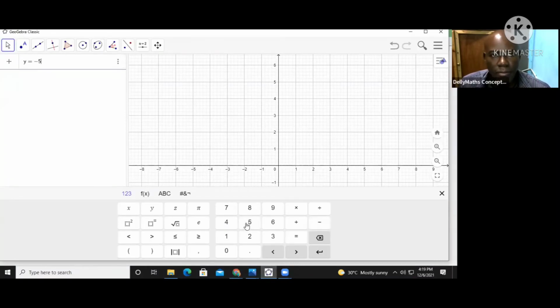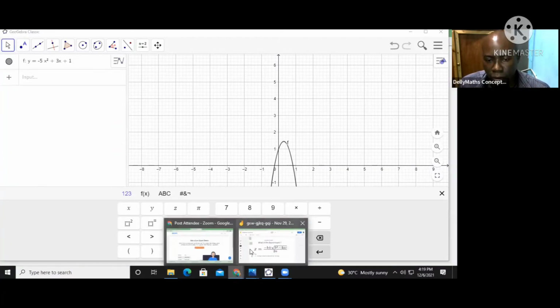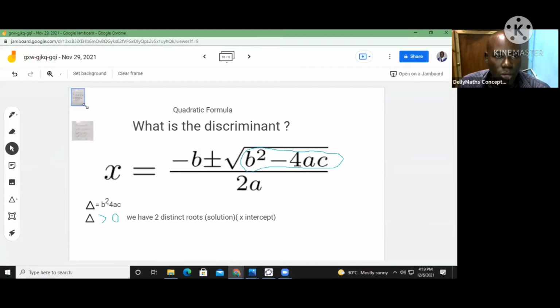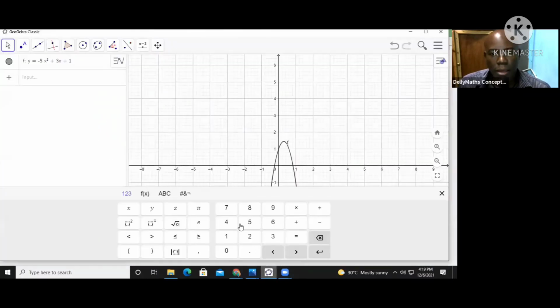Minus 5x squared, plus 3x plus 1. I think it's minus 3x. Let me look. Hold on, I just want to put exactly what is there. It's plus 3x. All right, I was right.